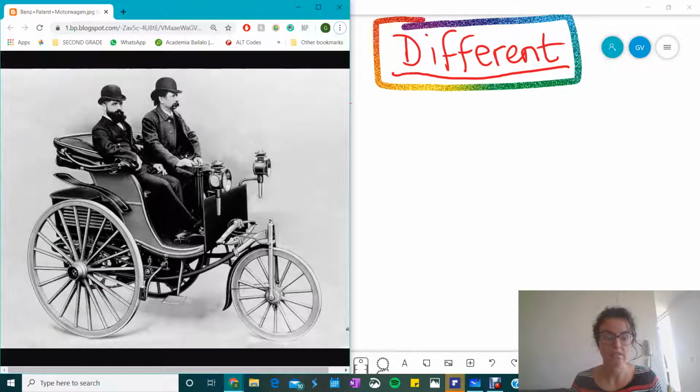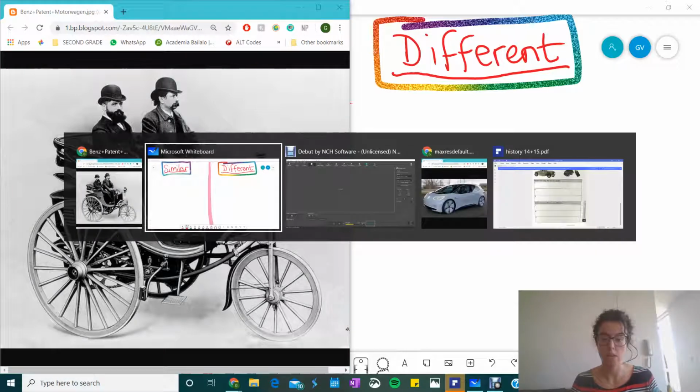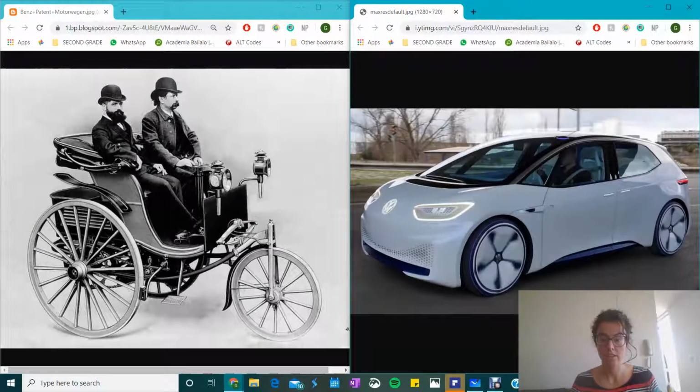Here we have the first car. Okay? And you can see that this is not a photograph. This is a drawing of the car. Okay? And we have this car over here. Now this is a very, very new car. It probably is from this year or last year, but it's a Volkswagen and it's all electric. It's a 100% electric car. This car was not electric. Okay?